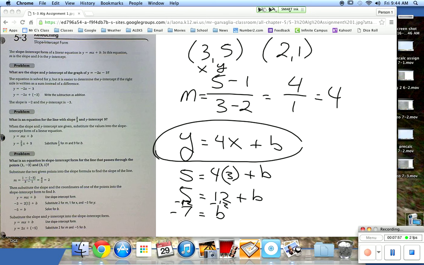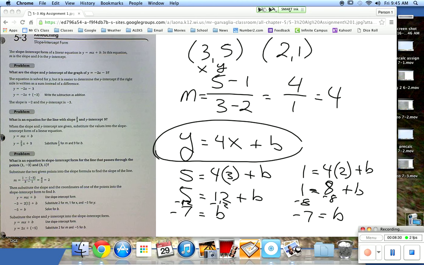Okay, my y is 1, 4 times my x, which is 2, plus b. 1 equals 8 plus b. Minus 8 both sides, right? Minus 7 equals b. It doesn't matter which point I grab, and I plug that in.